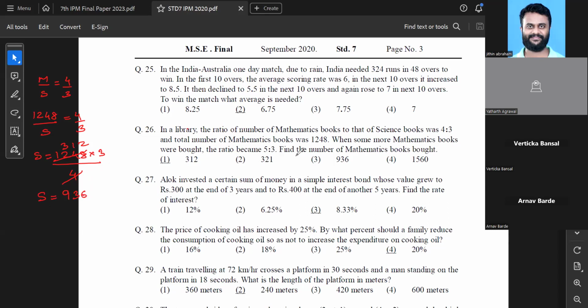Okay. Now they have said that they have bought some more. Let me say that some more books is basically x. So the new value of math books is M plus x, but the science books remain the same. The ratio has become 5 upon 3 now, instead of it becoming 4 upon 3.